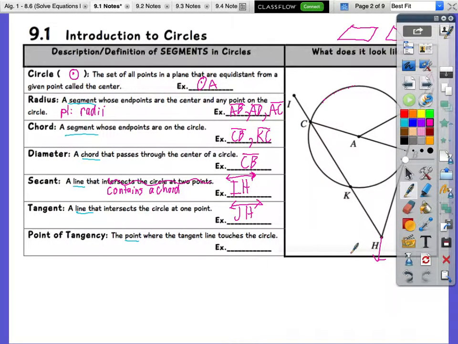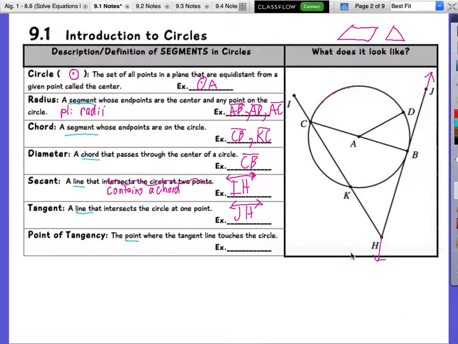Thank you. The point of tangency is the point where the tangent line touches the circle. So our tangent line, where does it touch the circle? At point B. So the one place it touches the circle would be the point of tangency.